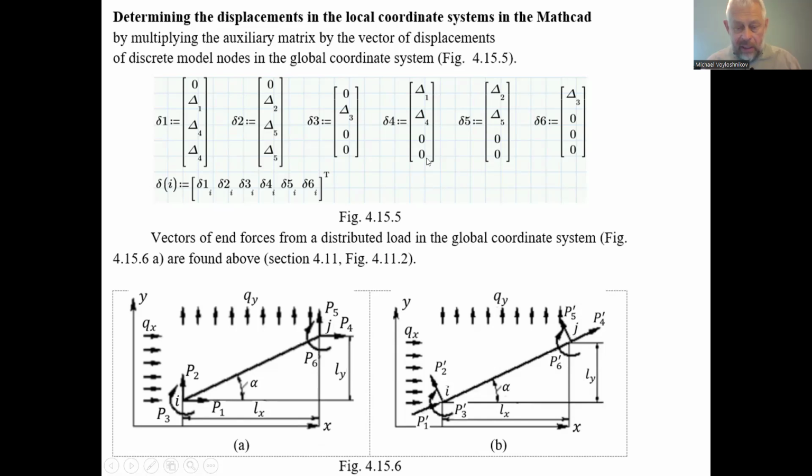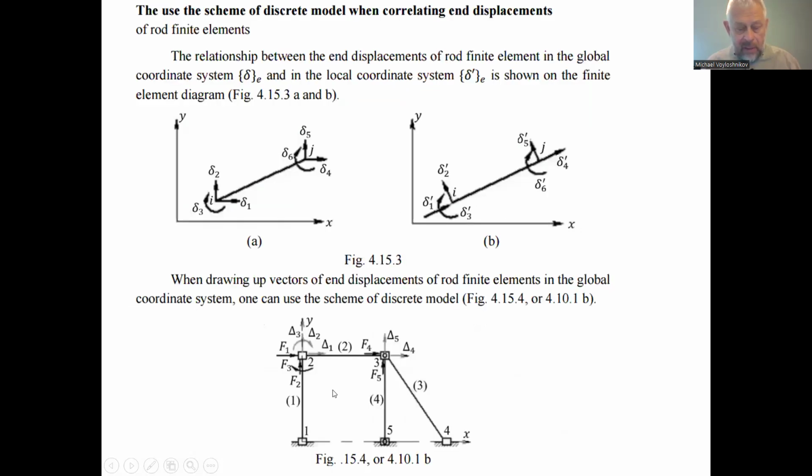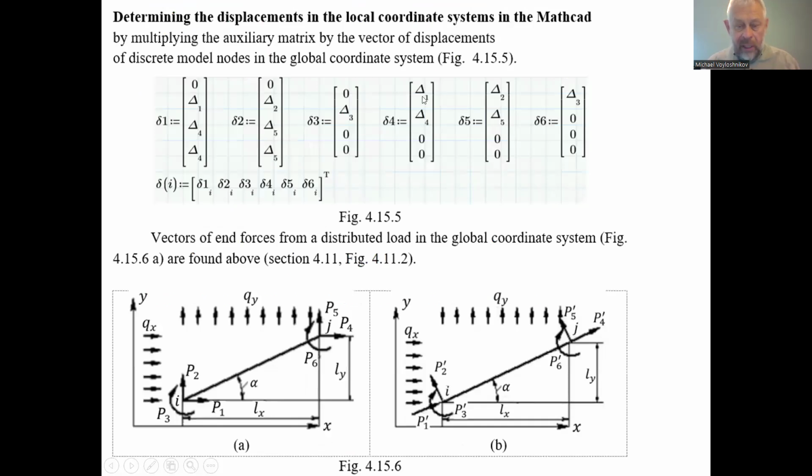As well, we can consider the ends of the finite elements. The end of the first finite element is the rigid corner 2. So the horizontal displacement is delta 1, the vertical displacement is delta 2, and the angular displacement of the end of the first finite element is delta 3. So for the first finite element, we have horizontal displacement delta 1, vertical displacement delta 2, and angular displacement delta 3.